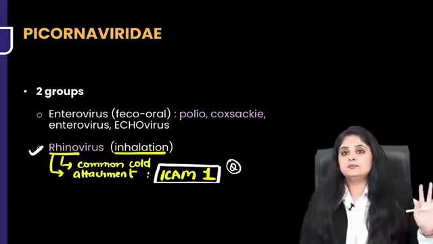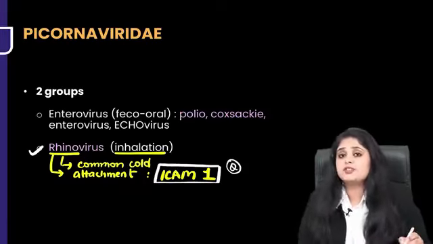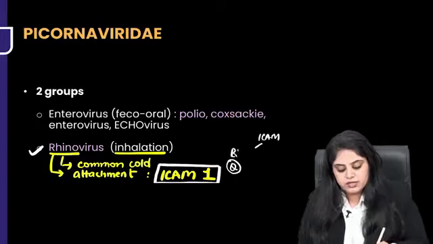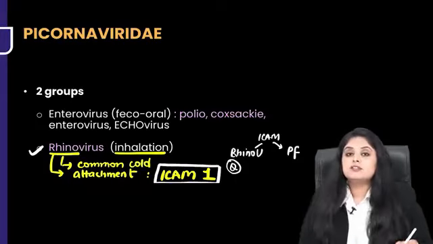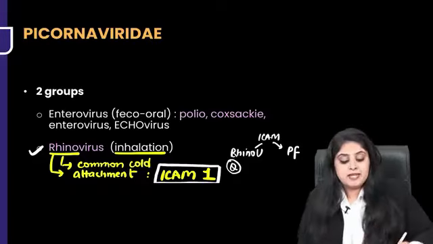Rhinovirus is done, finished. Do you remember any parasite that attaches to ICAM1? So ICAM1, if a virus is asked, then which virus is going to attach to it? Rhinovirus will attach to it. If a parasite is asked, Plasmodium falciparum attaches to it. So the rhinovirus story is done.